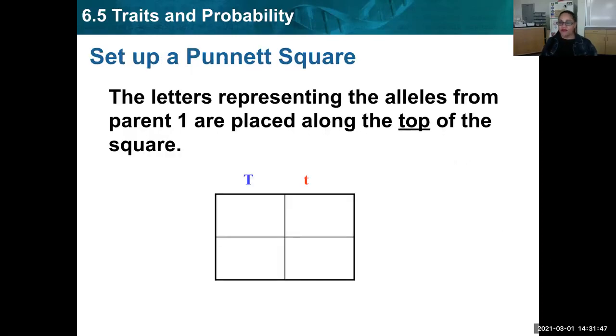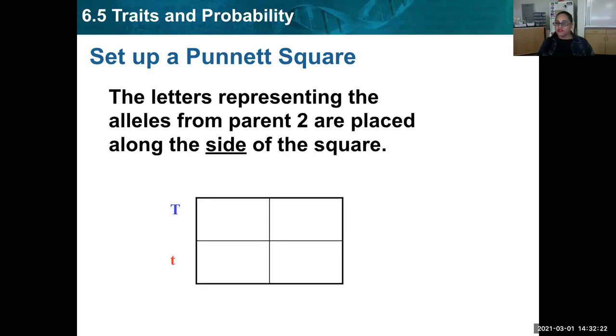All right, to set up a Punnett square, the letters representing the alleles from parent 1 are placed along the top. It does not matter who parent 1 is, mom or dad, just parent number 1. The letters representing the alleles from parent 2 are placed along the side, and we usually use the left side.